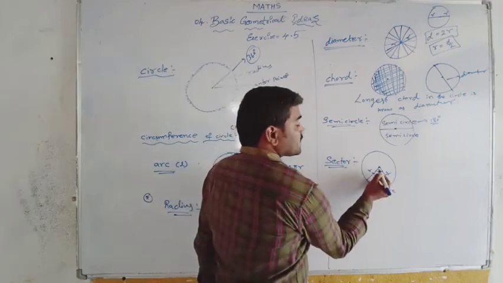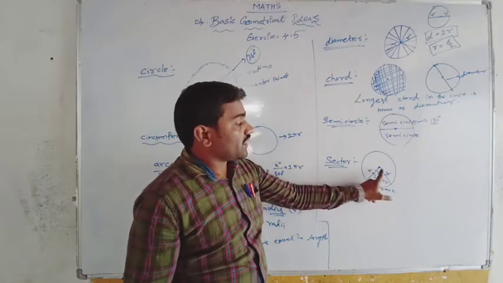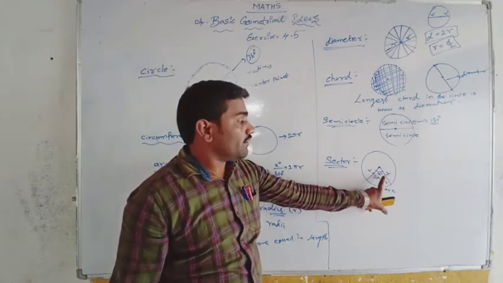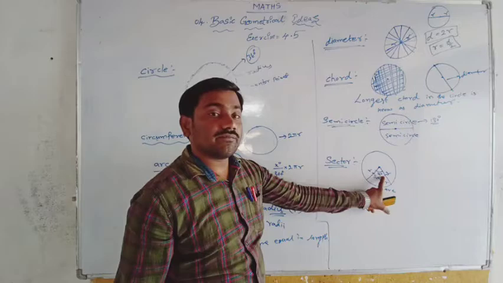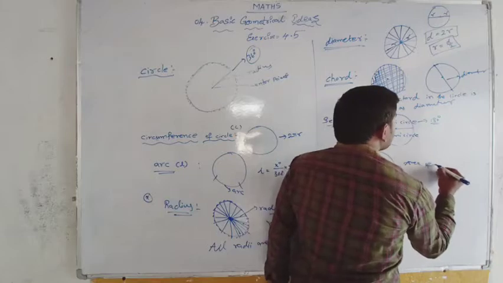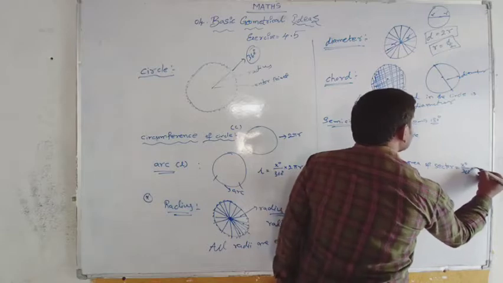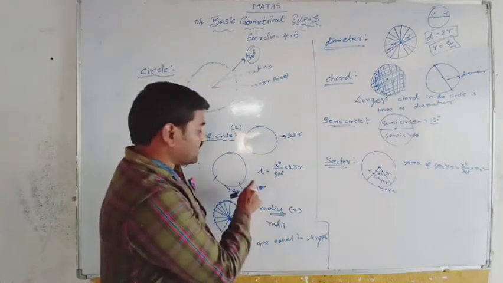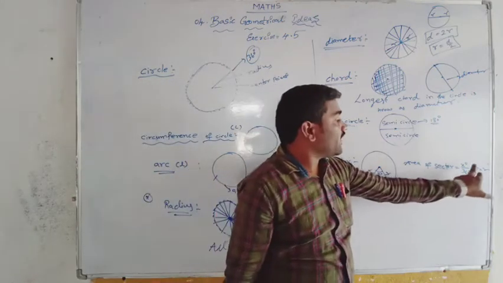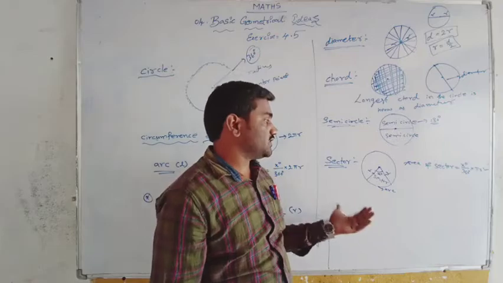Here it will make some angle, known as x degrees. The two radii start from the center point, and between these two radii an angle is made. This angle is x degrees. The area of a sector formula is x degrees by 360 degrees times pi r squared. The length of an arc formula is x degrees by 360 degrees times 2 pi r. These formulas will come in your next higher classes. Just learn them, that's it.